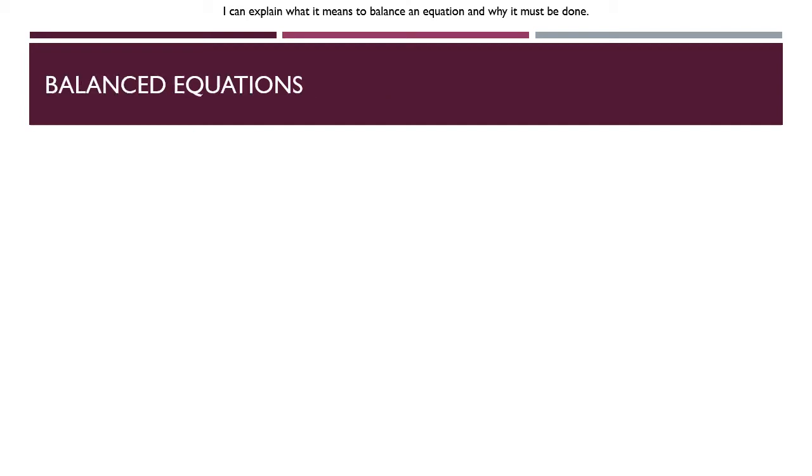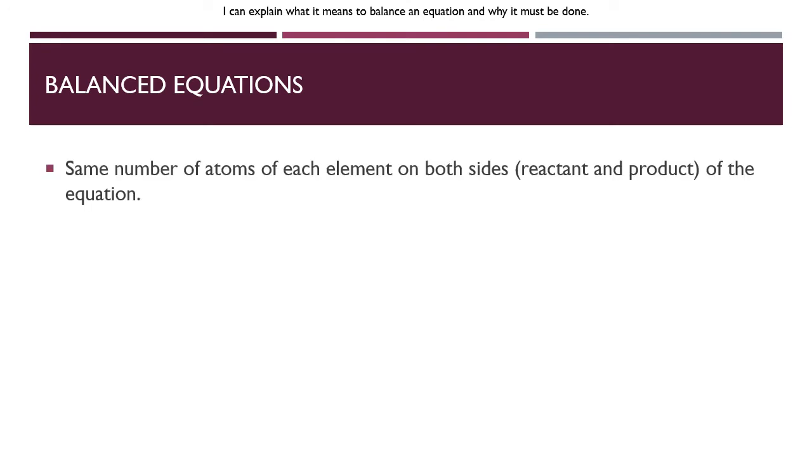So, just to review what we just learned from that slide, balanced equations are whenever we have the same number of atoms of each element on both sides, meaning the reactant side and the product side of the equation.